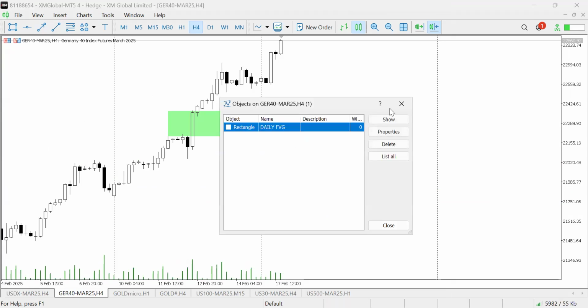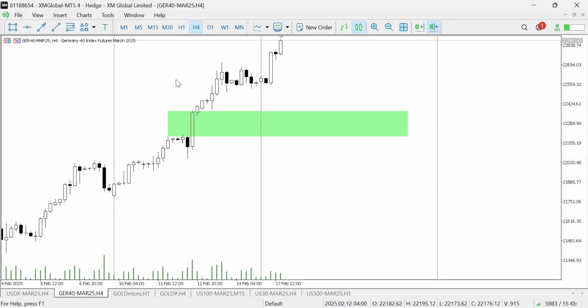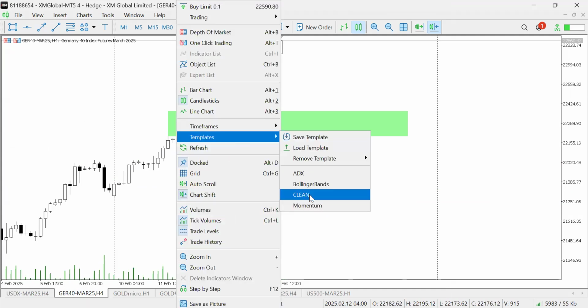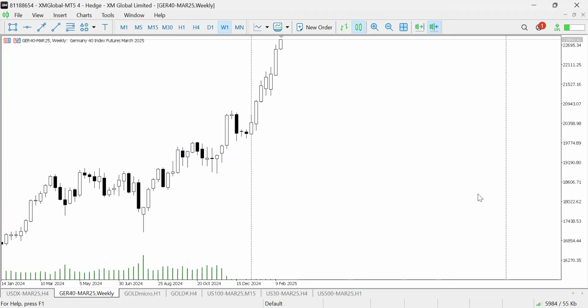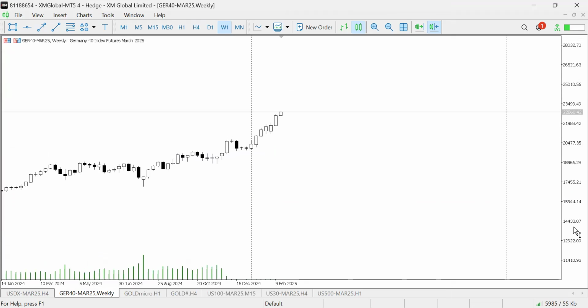Coming to my favorite pair. I traded this on my account. So weekly time frame, honestly, I don't know where price is going. I just think it's just rallying. It's just going higher and higher. So again, we don't know where it's going.